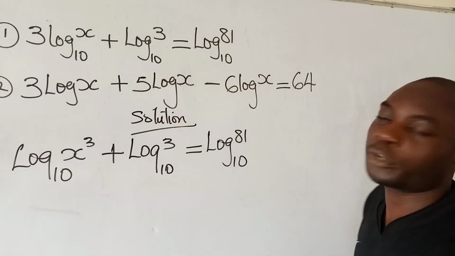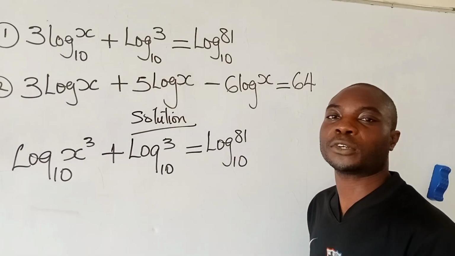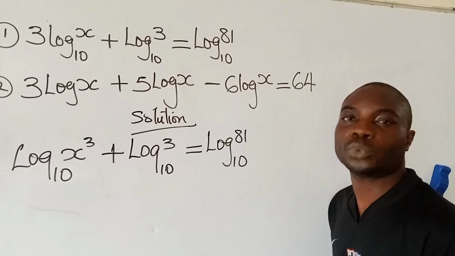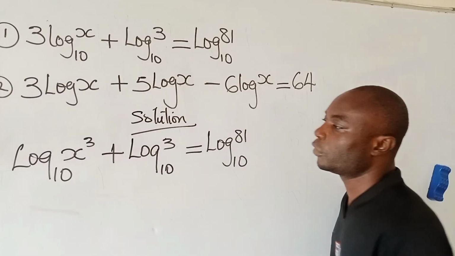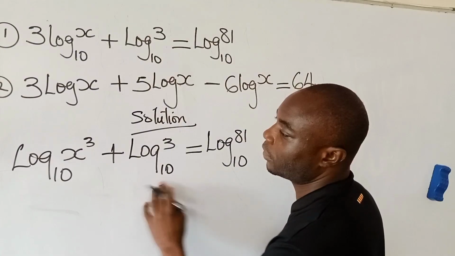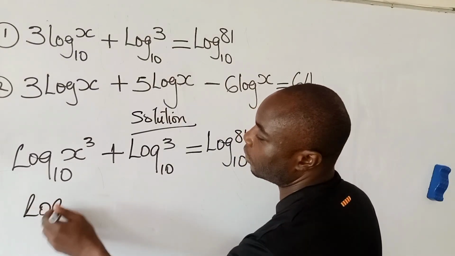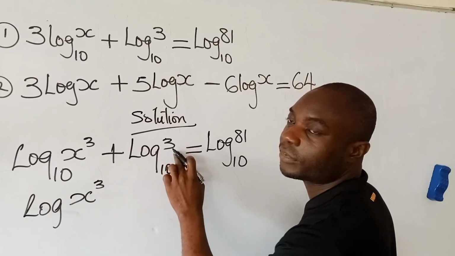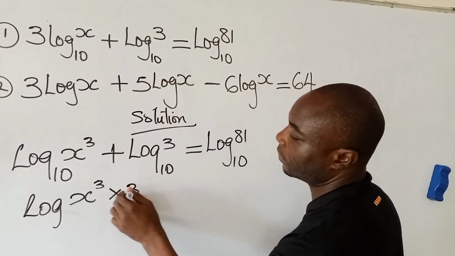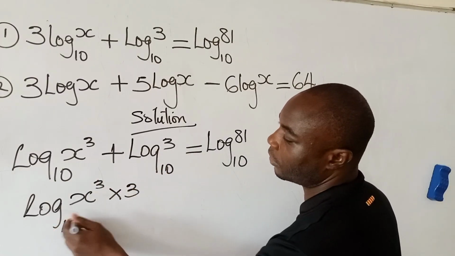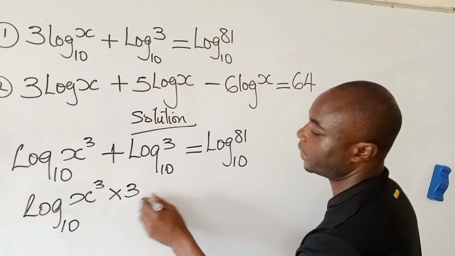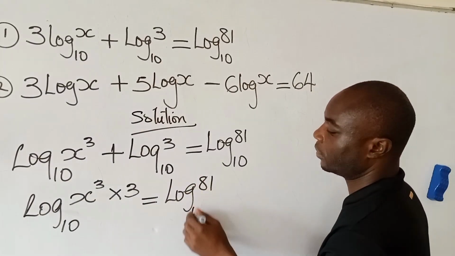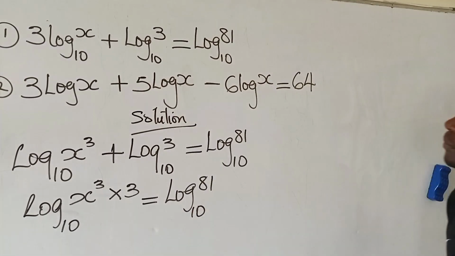Alright, so the next thing we're going to do, we'll be applying one of the laws of logarithm, which says addition changes to multiplication. So since they have the same base, we can pick one of them. I will say log x raised to the power 3 times 3, the base of 10. And that's equal to log 81 base 10.